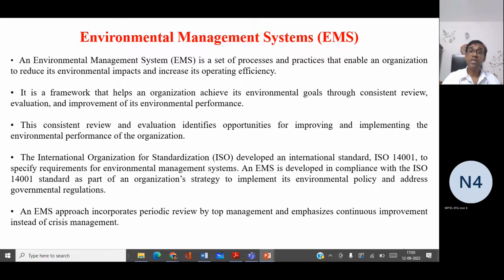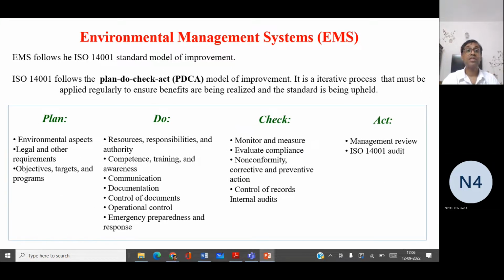Then we came into another topic, that is environment management system, EMS. EMS is a very, very important aspect which directly impacts the natural resource management of any place in the world. In India also we have various kinds of environment management systems. We have different standards like ISO 14001 and various other approaches which we discussed during this lecture.